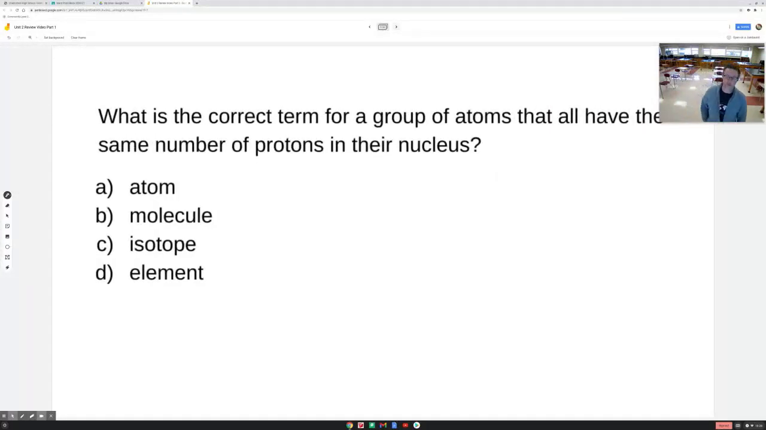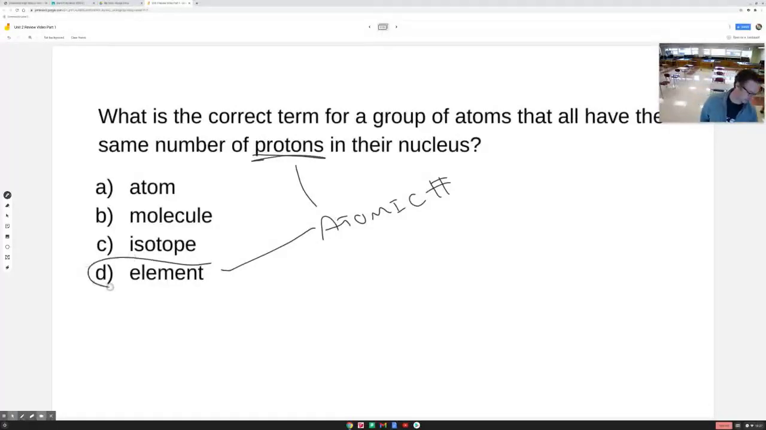What is the correct term for a group of atoms that all have the same number of protons? Okay, so protons here, remember protons equals atomic number, which is the definition of an element. An element is made up of atoms of the same type, the same number of protons. That's what defines an element. Isotopes are atoms of the same element with different neutrons. Molecules are groups of atoms bonded together. And an atom is a single particle with protons, neutrons, and electrons. So elements are made of atoms, but if you have a group of atoms with the same number of protons, that would be an element.